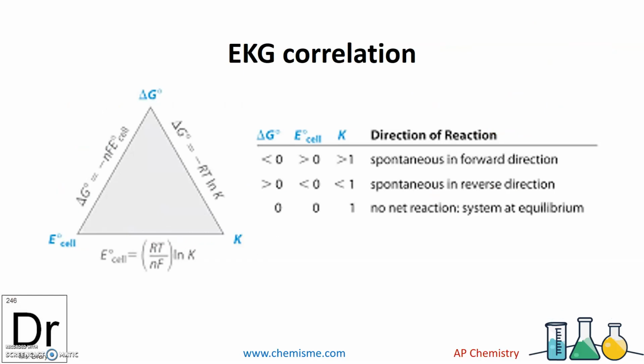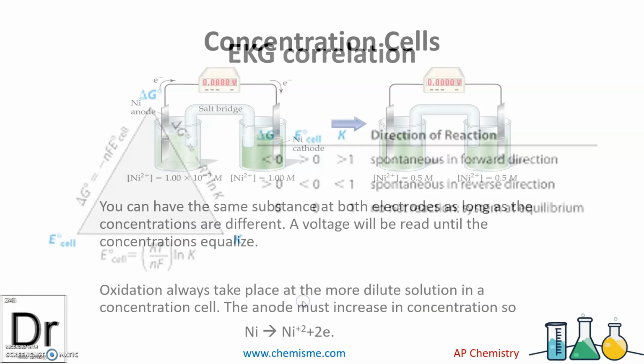So just again, one more time, the E, G, K correlation, some people like this picture in their books. E of the cell can be changed to Gibbs using the nFE formula. Gibbs can be changed to K using the RT ln K formula. And E to K can be calculated using the new Nernst equation. But I prefer not using this because you can actually go backwards, right? We can go through Gibbs to get to E cell and avoid this whole mess of RT over nF.